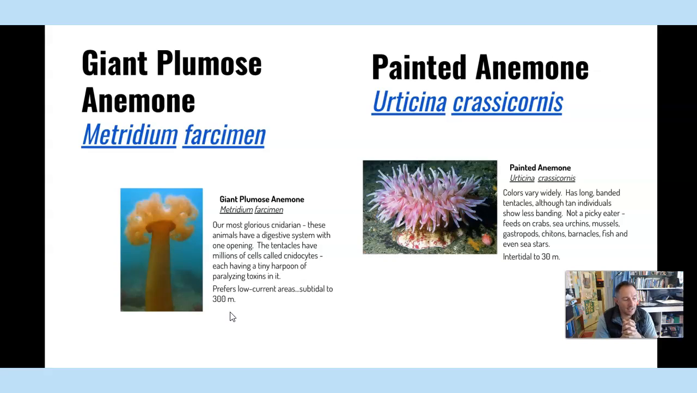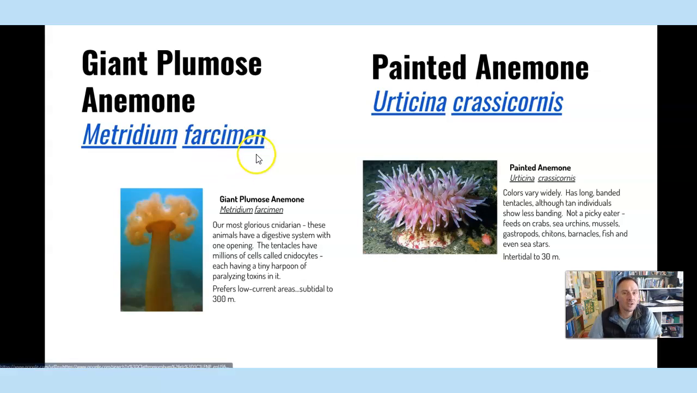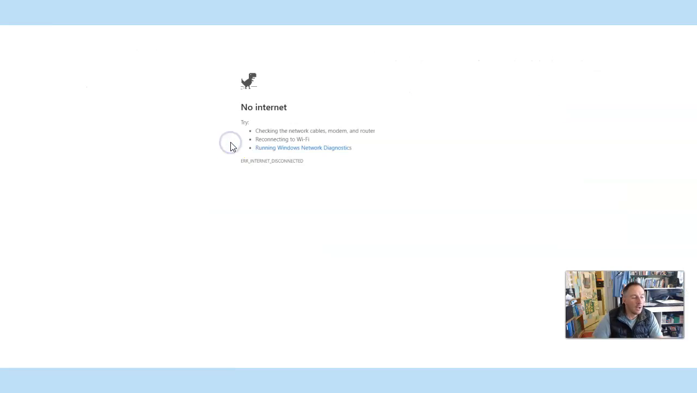These guys are awesome. And interesting fact, their Latin name, when looked up, translates to mother sausage. These are the mother of all sausages. I'm fine if you just want to call them mother sausage and not giant plumose anemone, but we do need to learn the scientific name. So let's say it together. The genus is Metridium, and the species is farcimen. Metridium farcimen. There you go. Mother sausage, giant plumose anemone.